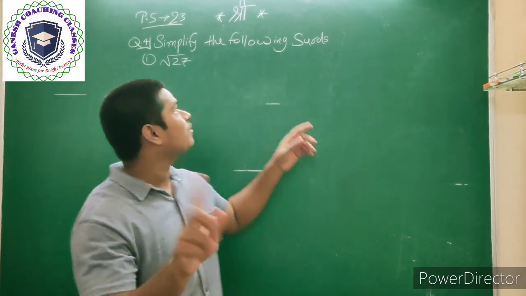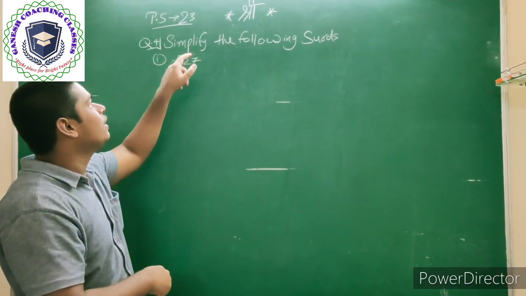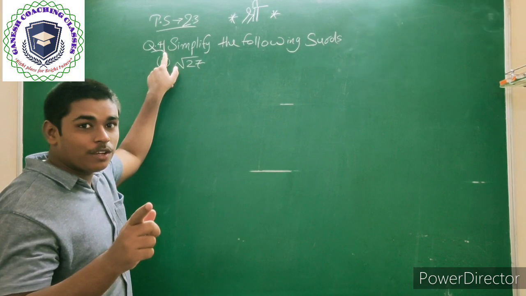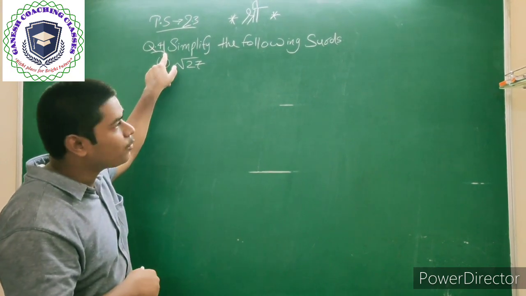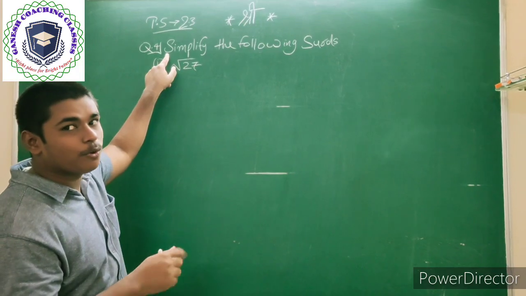Earlier we started practice set 2.3, in which we have completed up to question number 3. Today we are going to start question number 4. So let's start. What is given here in question number 4?